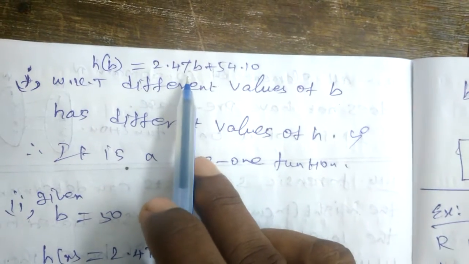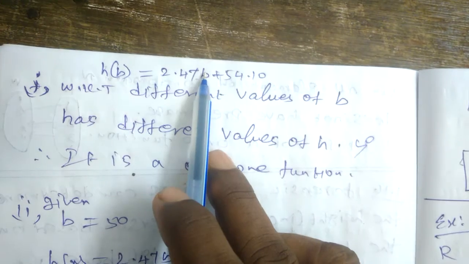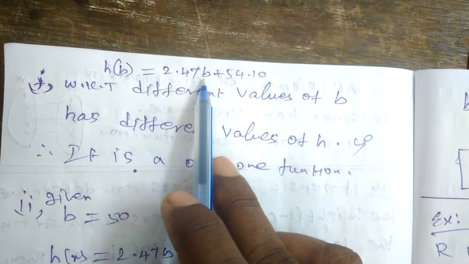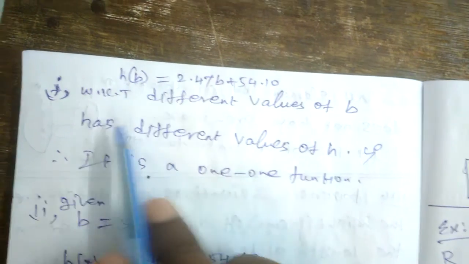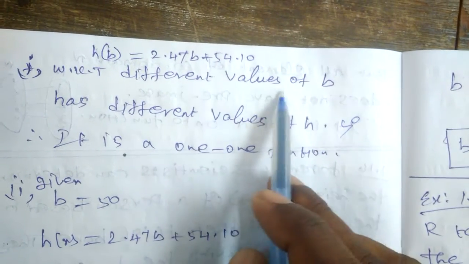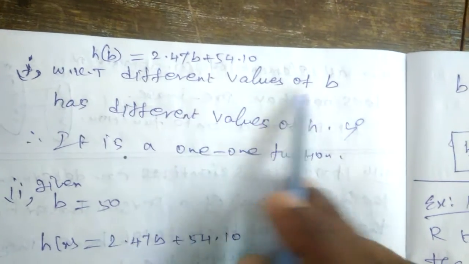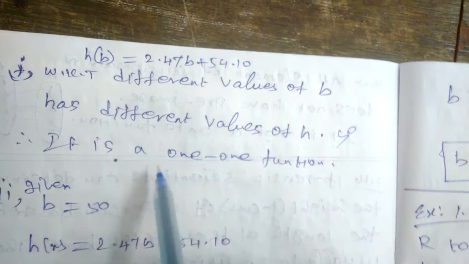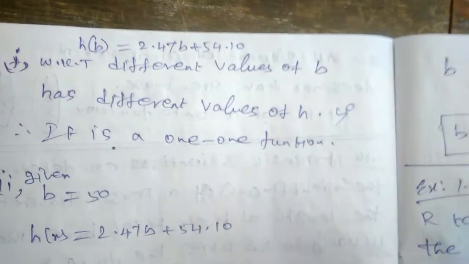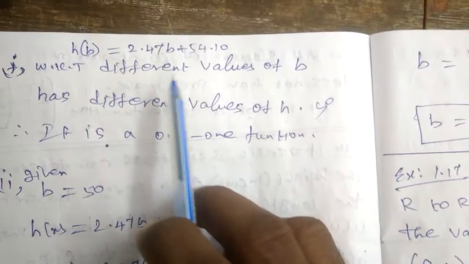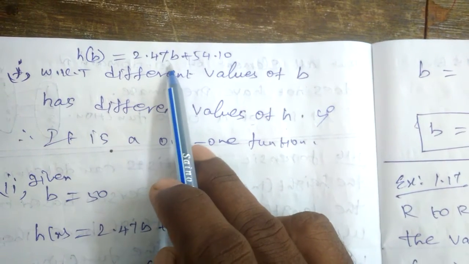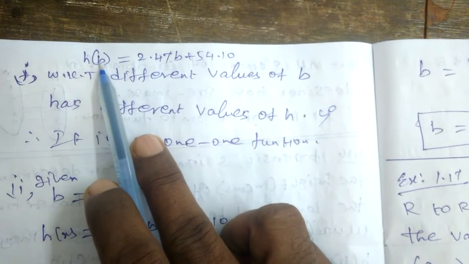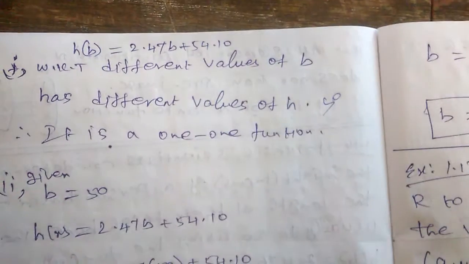Now we substitute every number for b in h of b, and we get different values. Therefore, different values of b have different values of h, so it is a one-one function. Listen, we substitute different values of b, we get different values of h, so it is a one-one function.